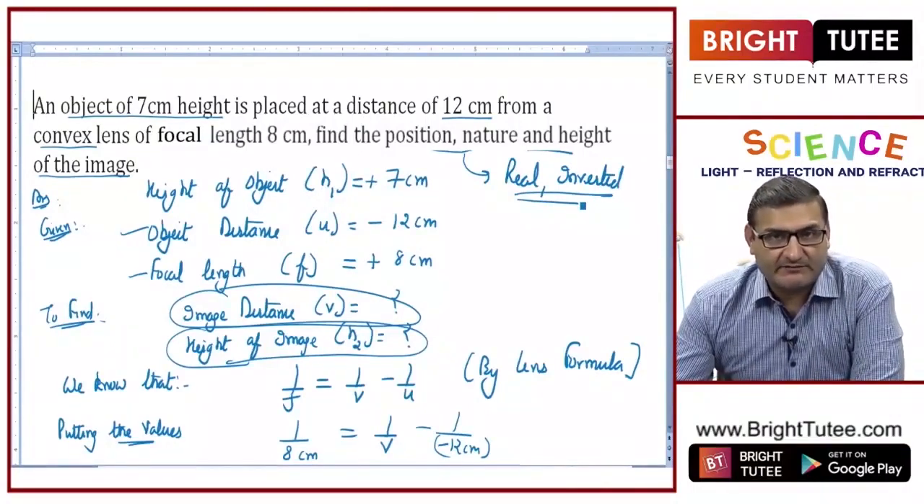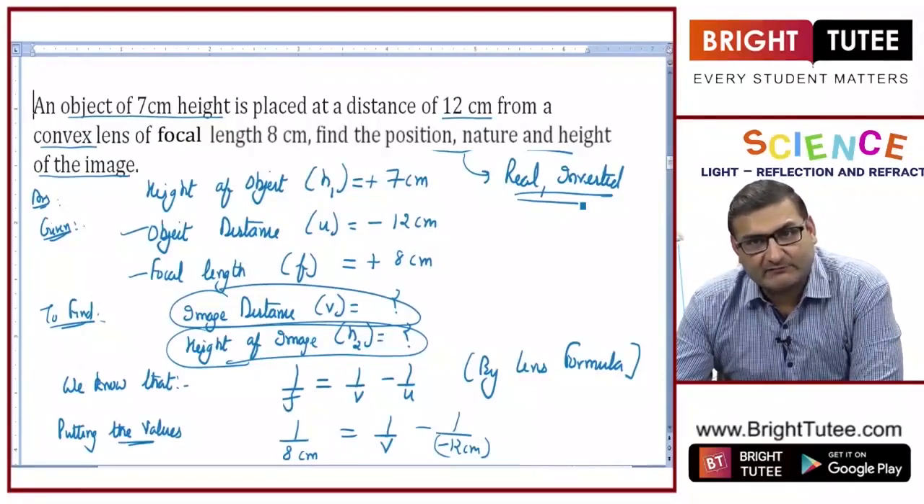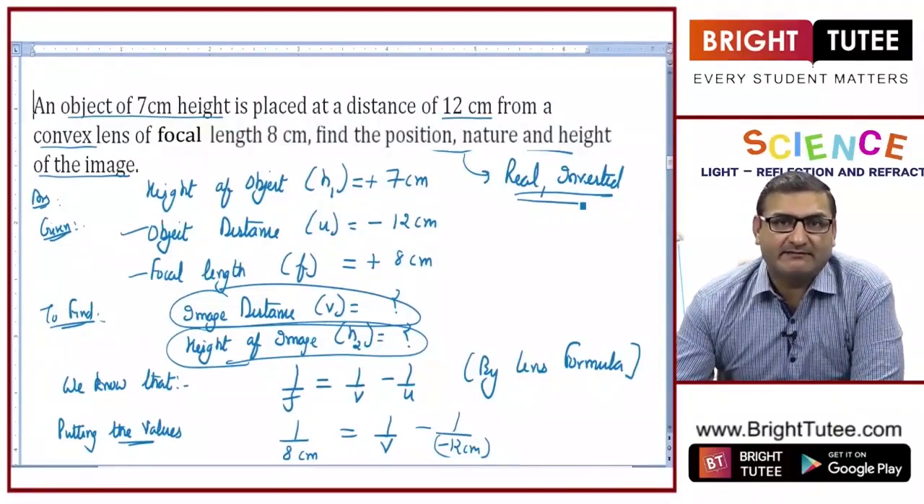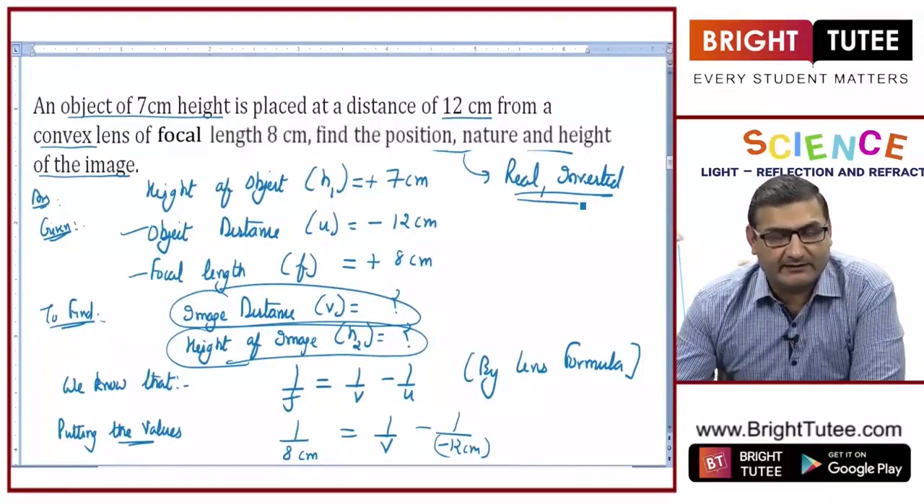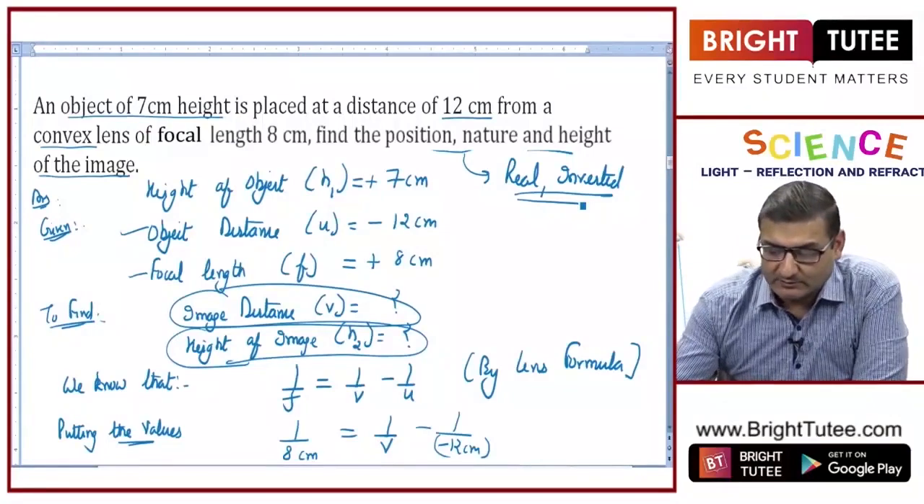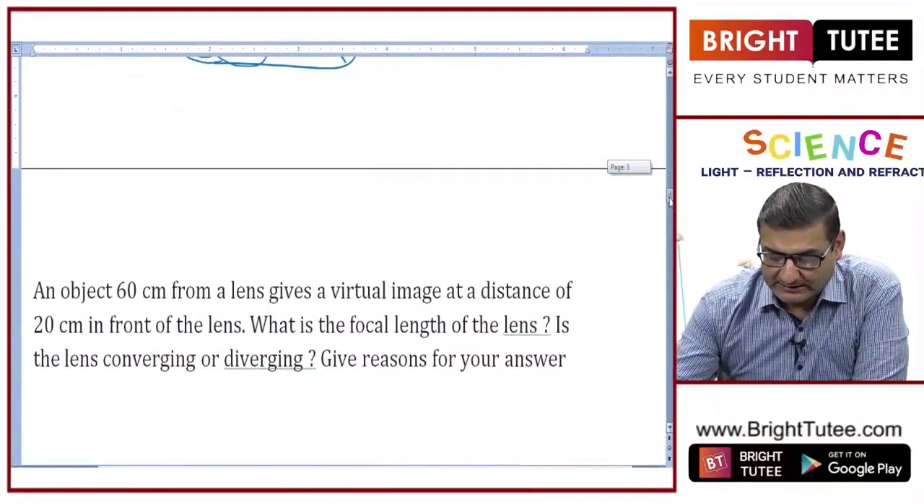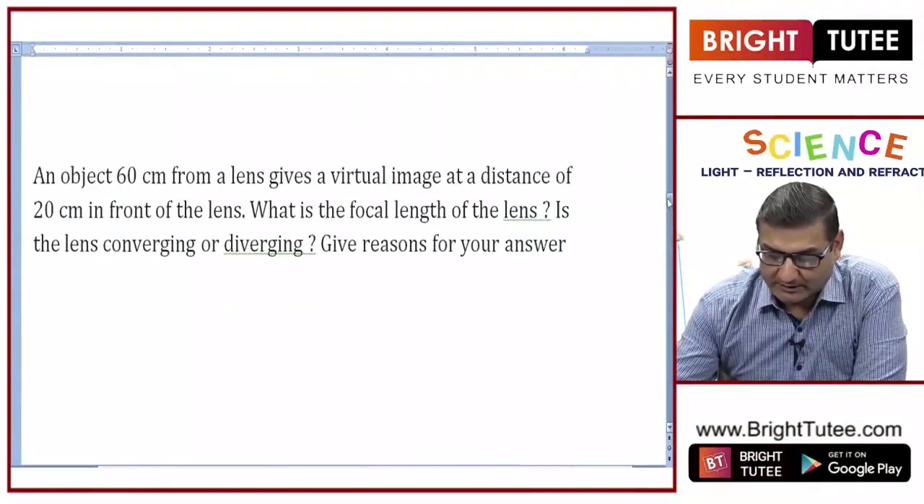Whether it is V, which was positive, telling that it was behind the lens, and H2, height of the image, which was negative, telling that it was an inverted image, and inverted images are always real. Fine. So this was our second question. Hope you have understood it. Let us see one more question.